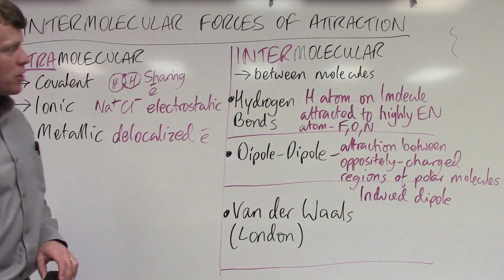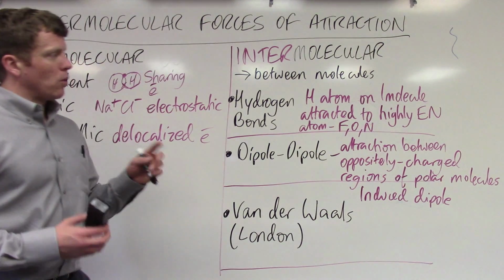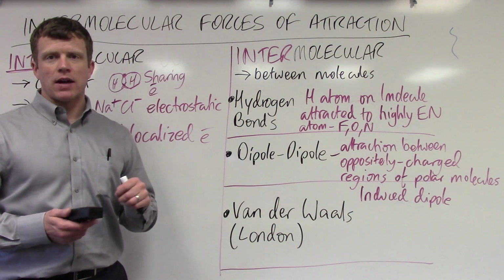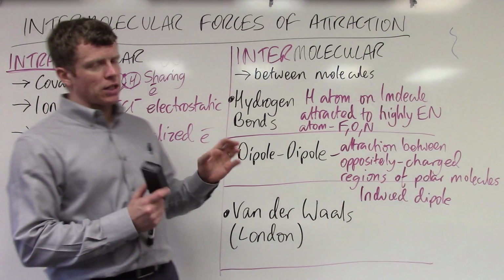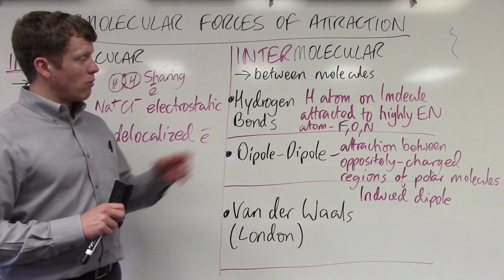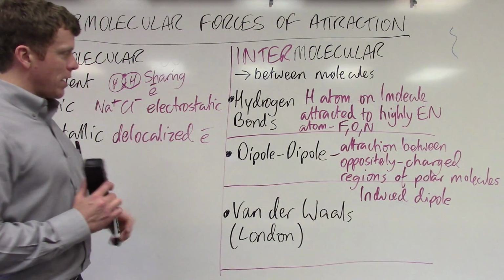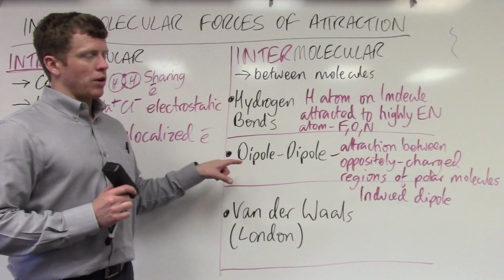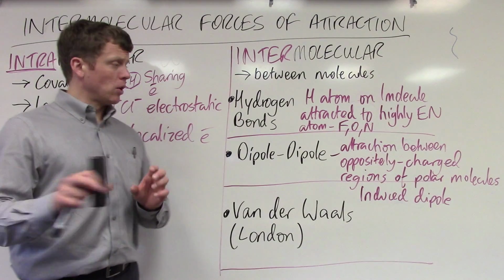So the definition of hydrogen bonding is when the hydrogen atom of one molecule is attracted to a highly electronegative atom on another molecule. So the highest electronegative atoms are fluorine, oxygen and nitrogen. So a really good example of hydrogen bonding is in water, H2O, and I'll draw it out in a second. Dipole-dipole, when we've looked at electronegativity and polarity, this would be the attraction between two polar molecules.